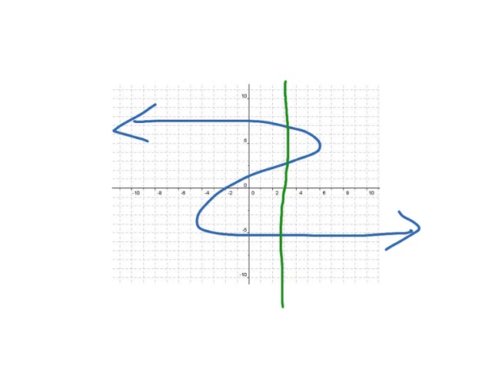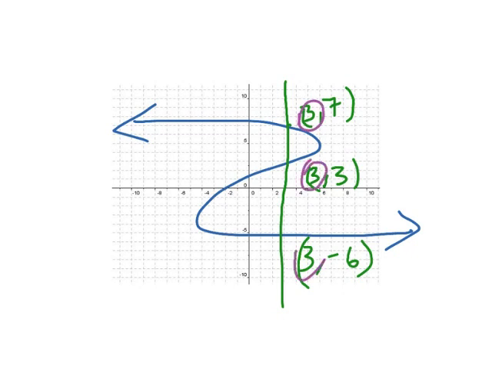Well, the reason it makes it not a function is look what we have. This first intersection point looks like it's about (3, 7). And this one here looks like it's (3, 3). And this one down here, this one happens to hit 3 times, it's (3, -6). So what's happening is I have an x value of 3, an input, used more than once.